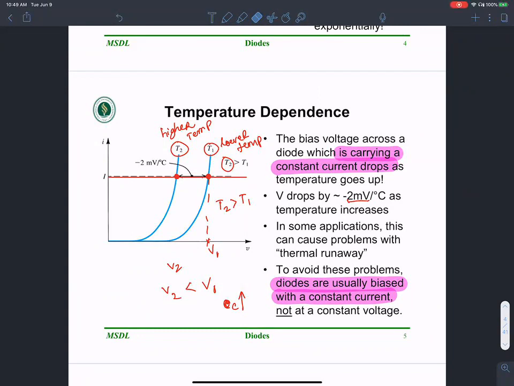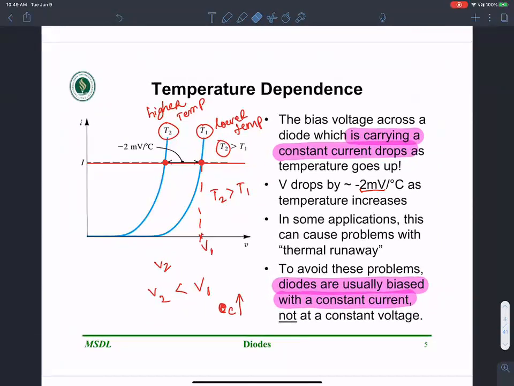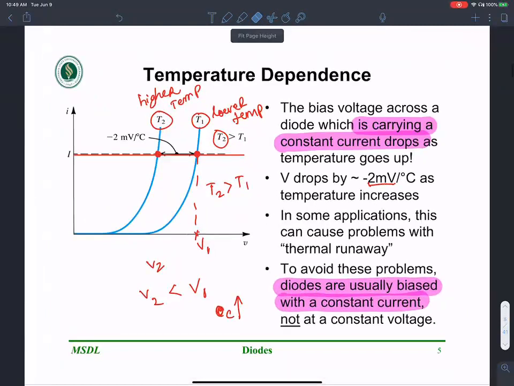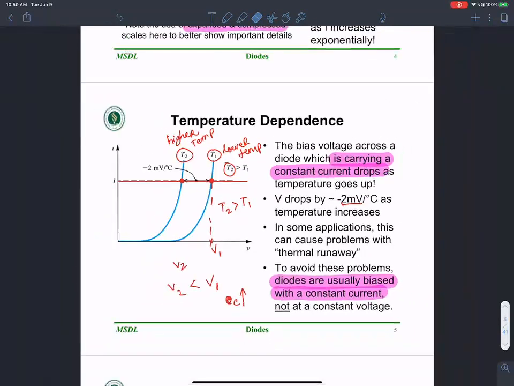Is the voltage drop the voltage across the diode, or the voltage applied to the diode? It's the voltage across the diode. The voltage across the diode changes with temperature.